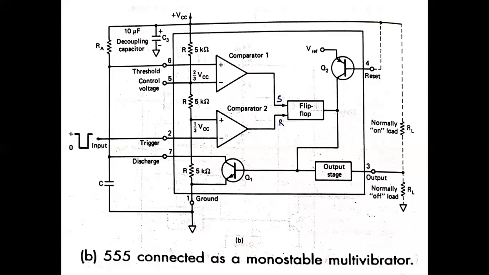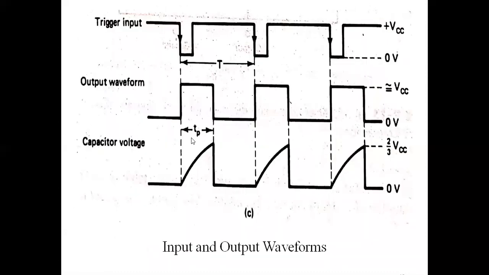The trigger input, output voltage and capacitor voltage waveforms are shown in the figure. Here the pulse width Tp of the trigger input must be smaller than the expected pulse width of the output waveform.